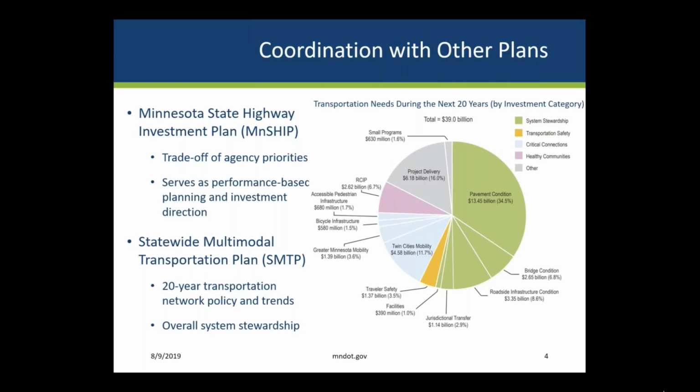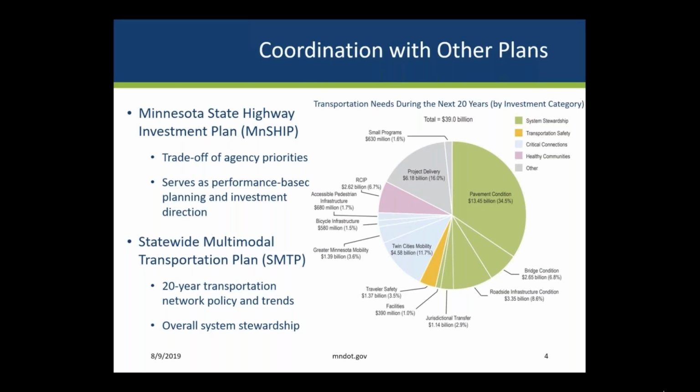And now asset management falls under the system stewardship category. This shows awareness that system stewardship or asset management is just a piece of the pie as far as funding goes. Now the MnCHIP is on an update cycle where our pilot TAMP fed MnCHIP, and MnCHIP fed our draft TAMP, and now our final TAMP will feed MnCHIP again. So it's an iterative process where these plans really work together.